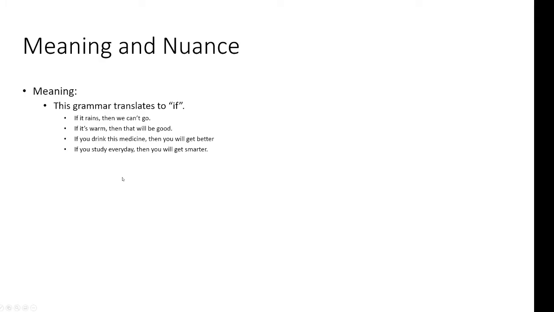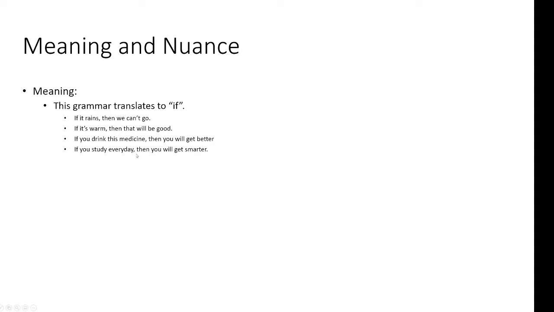Okay, ba means if, and we're going to show you how to use it today. The following kind of sentences. Let's check these out. If it rains, then we can't go. If it's warm, then that will be good. If you drink this medicine, then you will get better. Looks like I missed a period. My bad. If you study every day, then you will get smarter.